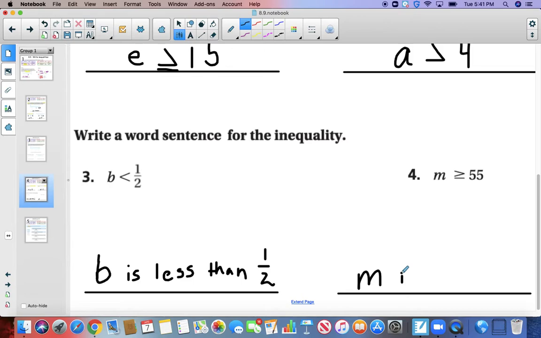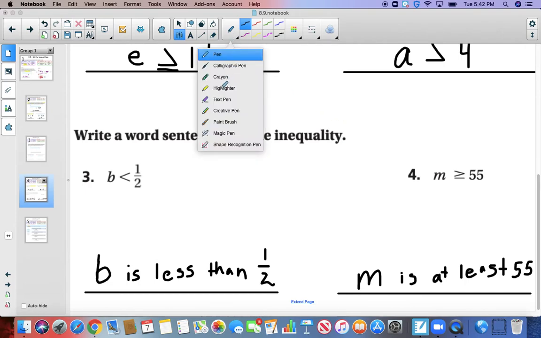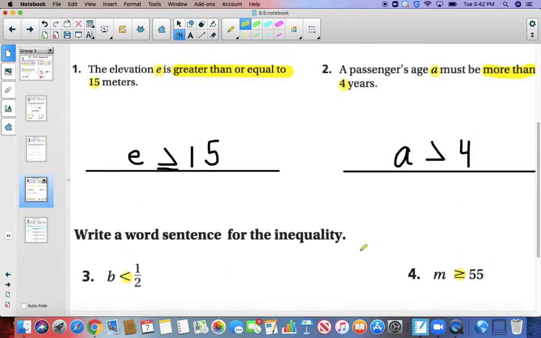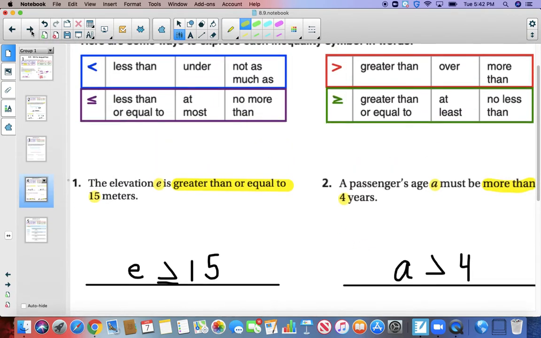M is at least, I apologize for the messiness, 55, done. So you can notice, right? For this symbol, that's the key word. For this symbol, that's the key word. At least or less than. Good.